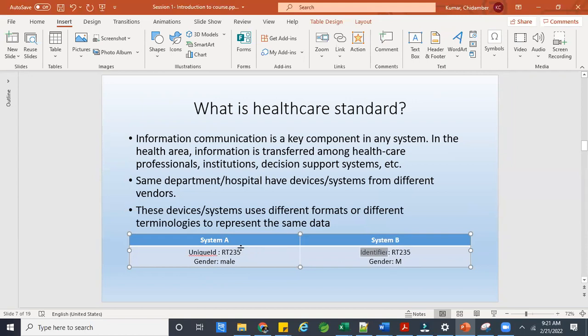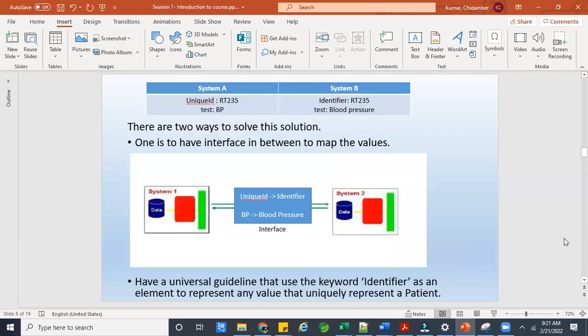Now, as a human, if I look at this information, I can make out that unique ID could be identifier for system B, and MALE could be the equivalent of capital M for system B. But how will systems understand each other if they have to communicate accordingly? Because the idea of healthcare is to move digital these days. In that case, the human aspect has to be replaced by systems. The systems have to understand each other so that data can be communicated fluently and efficiently among each other. Now, there are two ways to solve this problem.